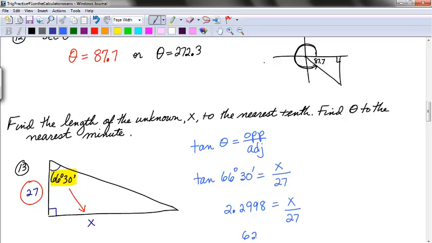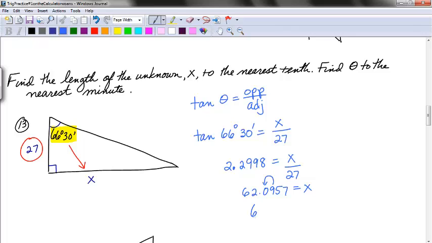It's 62.0957. And then if you round it to the nearest tenth, you look at this. That's 5 or greater, so we're going to round it up to 62.1 is our x. And that's how you solve right triangle trig using the calculator and find an unknown side. Which part?